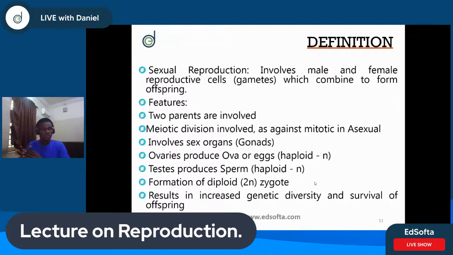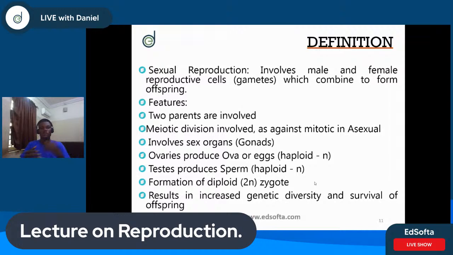Now, there is also a result which involves increased genetic diversity and survival of offspring. This means the organism would tend to vary from each of the individual parent organisms. Since two different organisms come together to form an offspring, it will have mixed genes from the male and female sex cells, and the new offspring will vary from both the male and the female, while attaining both of their individual characters.